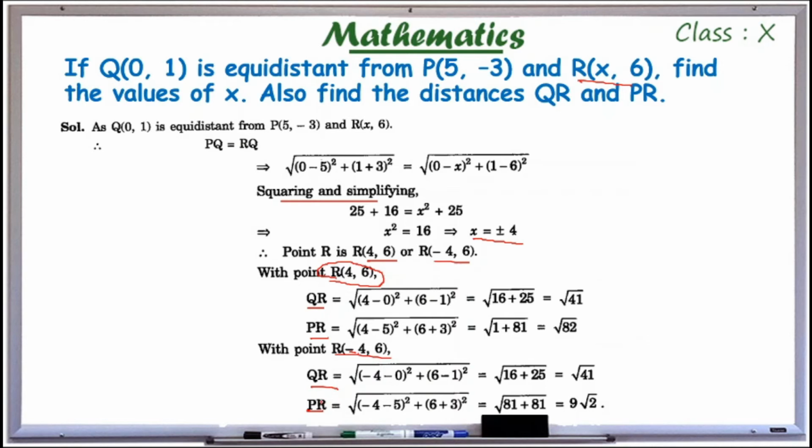You have to find both the conditions. So we have to find answers for both the conditions, 4 and minus 4. So on 4 6 I got this answer. You can verify yourself whether these answers are right or not.